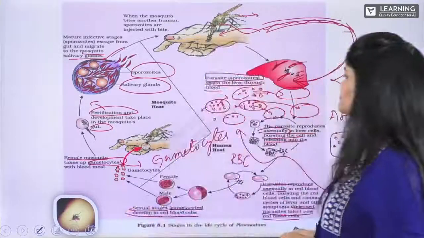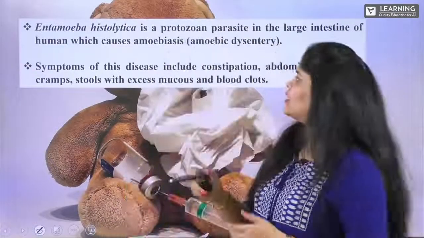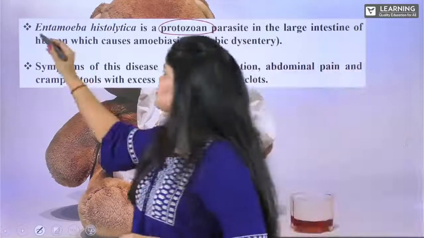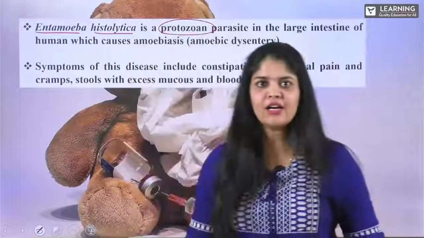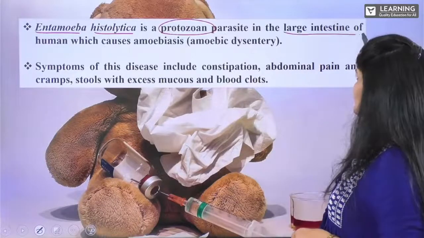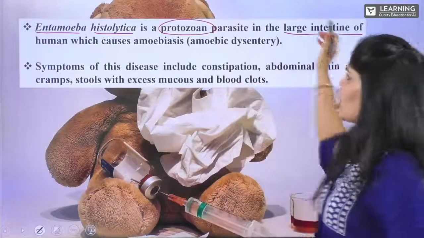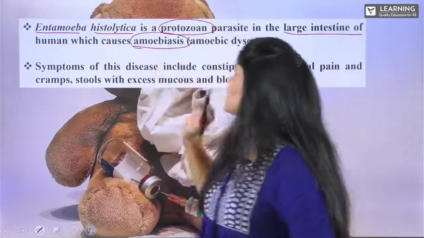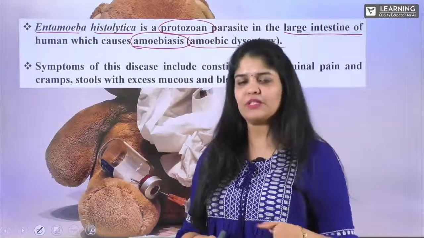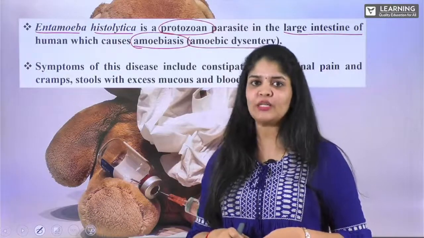Right? Now, moving on to another protozoan which causes a disease: Entamoeba histolytica is a protozoan parasite. In the large intestine of humans, we find the presence of Entamoeba histolytica, which causes amoebiasis, also called amoebic dysentery. So amoebic dysentery or amoebiasis is caused by the protozoan called Entamoeba histolytica.